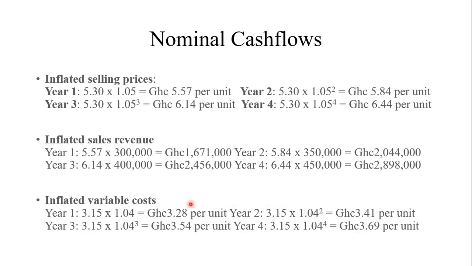And remember, these are only the inflated variable cost per unit. So if you wanted the total variable cost, you would have to multiply by the number of units for each year. So for year 1, it's 300,000. So you multiply that by 3.28. Year 2 is 350,000. Multiply that by 3.41. You do the same for year 3 and then year 4.